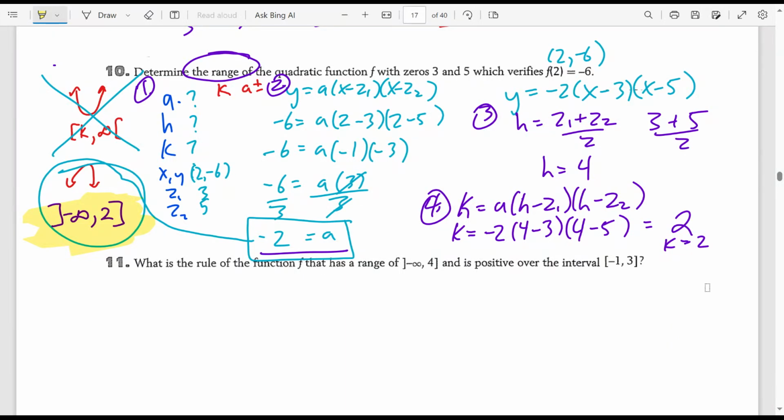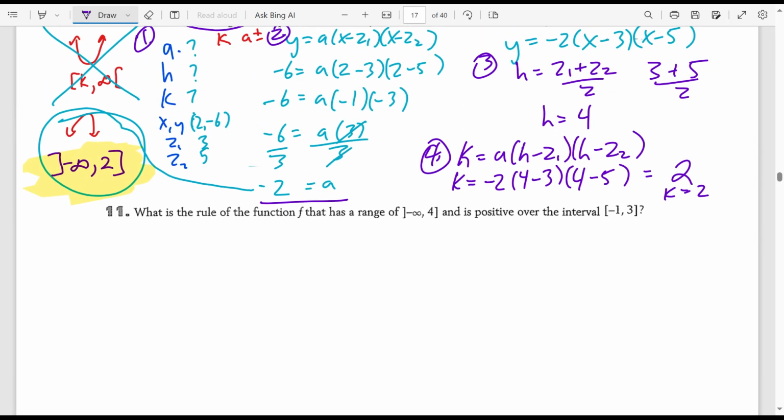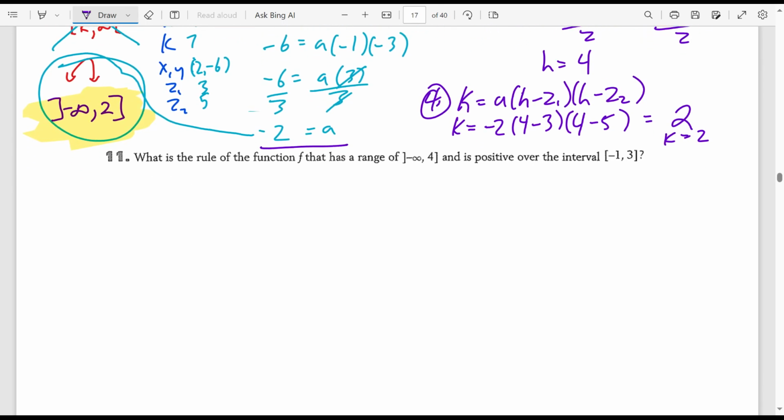Love the vocabulary on this one, or the nomenclature, or whatever you want to call it, that we're going to dive into. I'll leave that up there for a sec. Okay. What is the rule of the function f that has a range of negative infinity to 4 and is positive over the interval negative 1 and 3? What in the heck is happening there, Tegan?